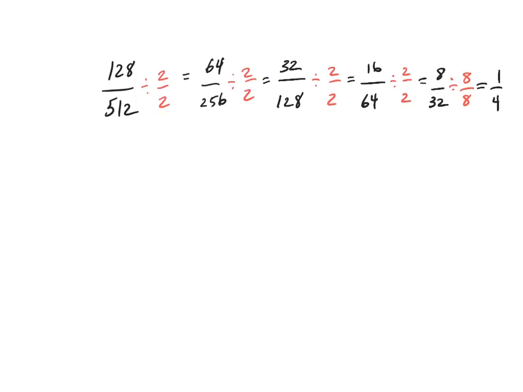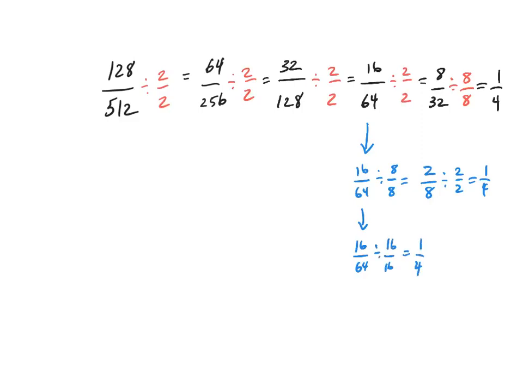Now you may have realized that way back here, we could have taken 16 over 64 and divided by 8 over 8 right there, and gotten 2 over 8, and then divided by 2 over 2 and gotten 1 over 4. I even could have right here divided by 16 over 16 and gotten to 1 over 4 right away. And as a matter of fact, I could have at the very beginning. My greatest common factor in this case was 128. If I divided by 128 over 128, I would have gotten straight to 1/4.